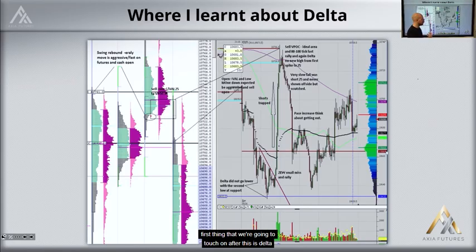The first thing we're going to touch on after this is delta divergence, and this came directly from a losing trade and developed by turning that trade over and saying to yourself, okay, how can I turn this losing trade into an advantage? How can I turn this into a winner? By understanding what had gone wrong, you can then understand how to make something out of it. So I'll talk you through the trade.